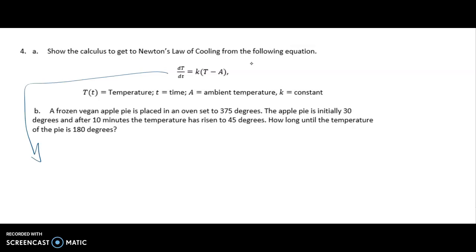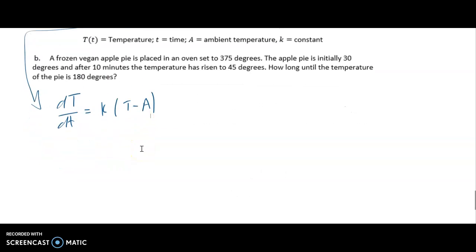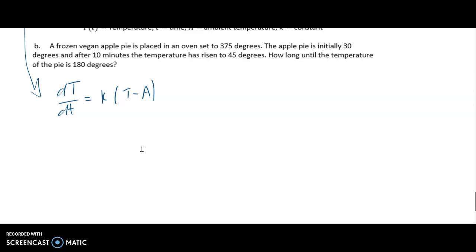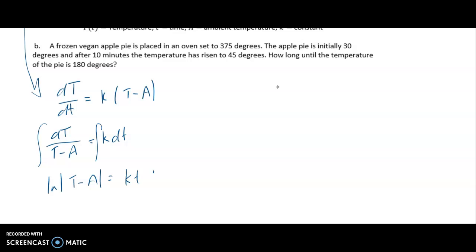So I want to start with dT over dt is equal to k times T minus A. It's a separation of variables problem. So I'm going to divide by the parentheses and multiply by the dt. dT over T minus A is equal to k dt like that. I can integrate and integrate. Generally, you want to be careful with negatives and chain rule with this, but since we're integrating with respect to T, not A, there's no negative issue. So that gives me ln absolute value of T minus A is equal to k times t plus a constant.